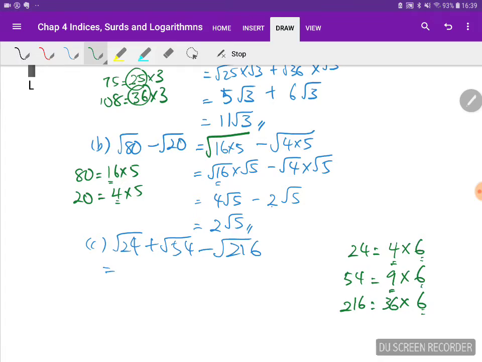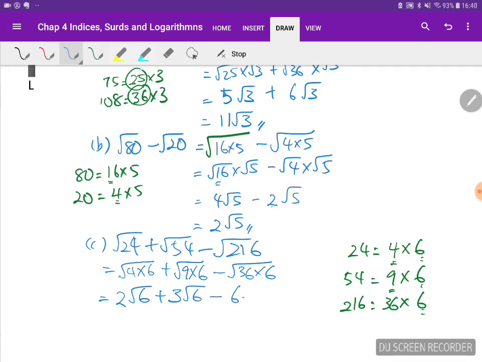So what you do next is put it in. Square root 24 is square root 4 times 6, square root 54 is square root 9 times 6, minus square root 216 is square root 36 times 6. So what you have is: square root 4 you know is 2, so 2 square root 6. Square root 9 is 3, so 3 square root 6. Square root 36 is 6 square root 6.